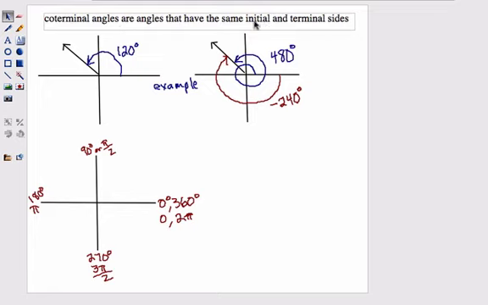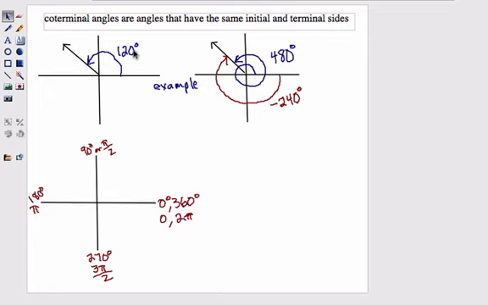So the initial side is where the angle starts, and we usually think of that as the positive x-axis. That's the initial side. And then the terminal side is where it ends. Okay? So here's an example of a 120-degree angle. We could also start at the same initial side, the positive x-axis, and rotate all the way around to 360 degrees, and then back to the same terminal side, and that would be 480 degrees.